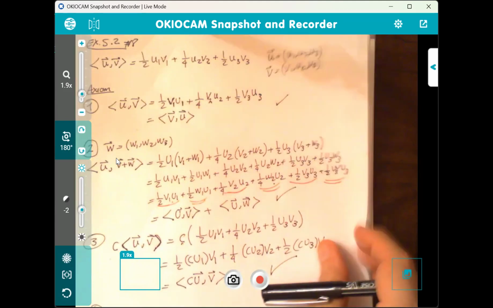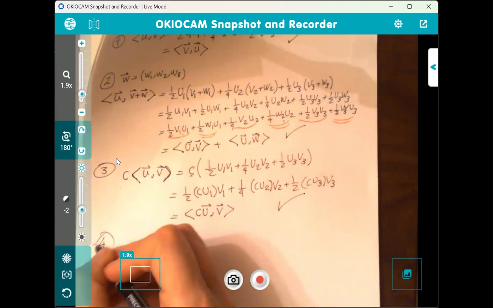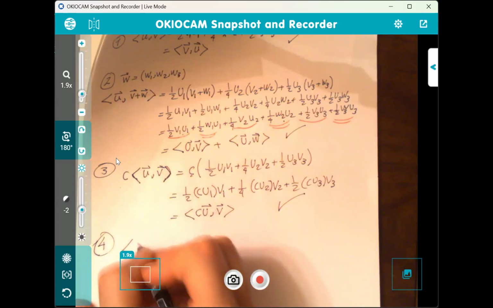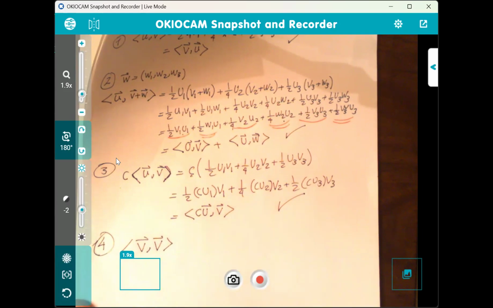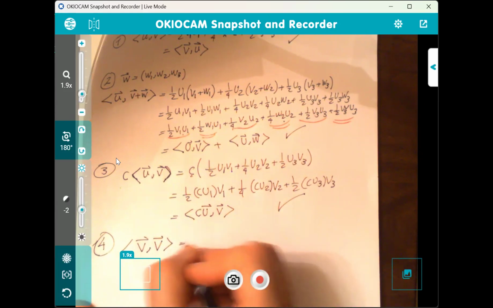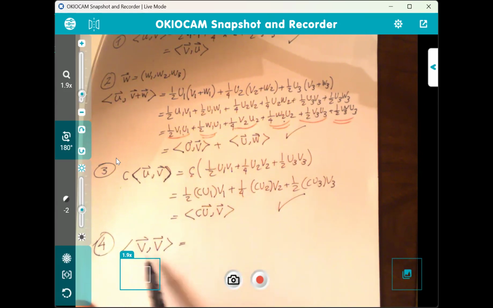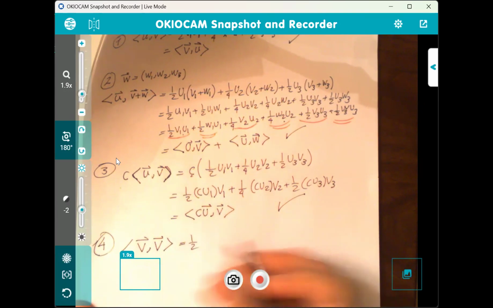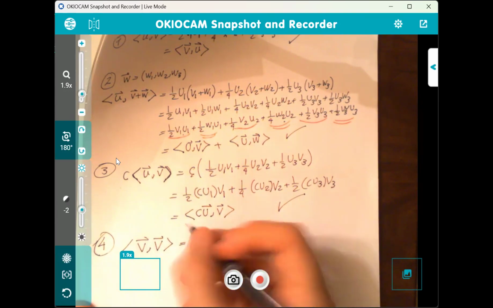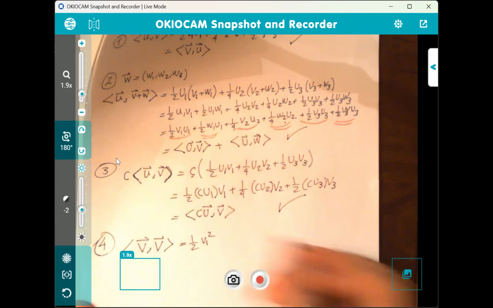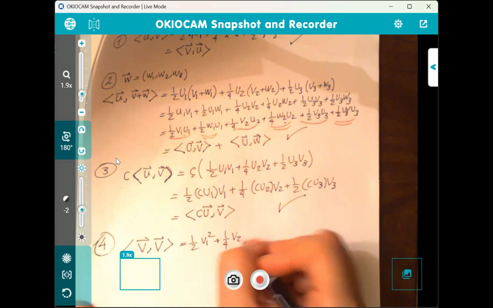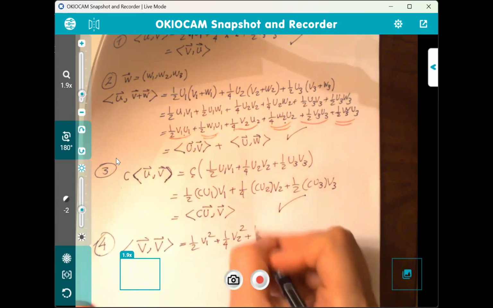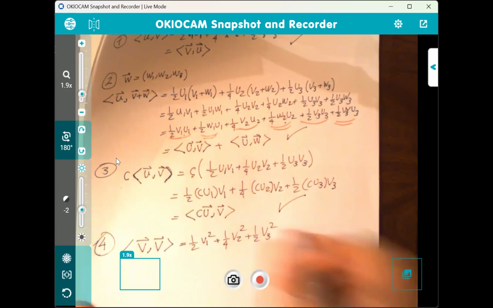And number 4, the last one for the evening. Item number 4 was v dotted, or u dotted, with itself, doesn't matter. A vector v dotted with itself. Remember, this has to be at least 0. So when you do the dot product of v dot v, you're going to get 1/2 v1 v1, that's v1 squared, plus a quarter v2 v2, that's v2 squared. And finally, plus a half v3 v3, that's v3 squared.